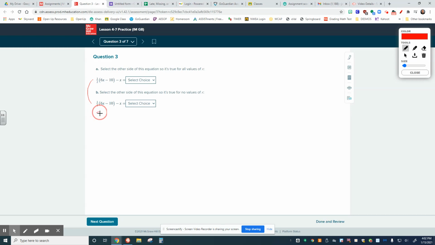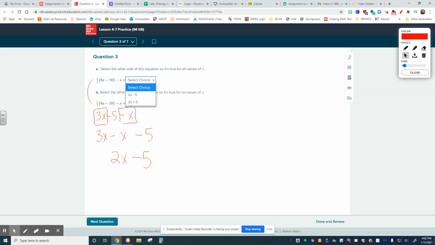1/2 of 6x is 3 times x. 1/2 of 10 is minus 5, and then we see another minus x. Combine the like terms, the 3x and the minus x. 3 times x minus 5 is going to give us 2 times x minus 5. So when I simplify the expression that's given, that's what it simplifies to.